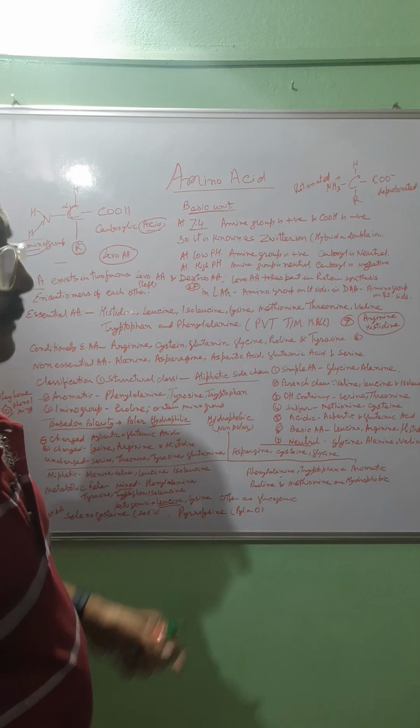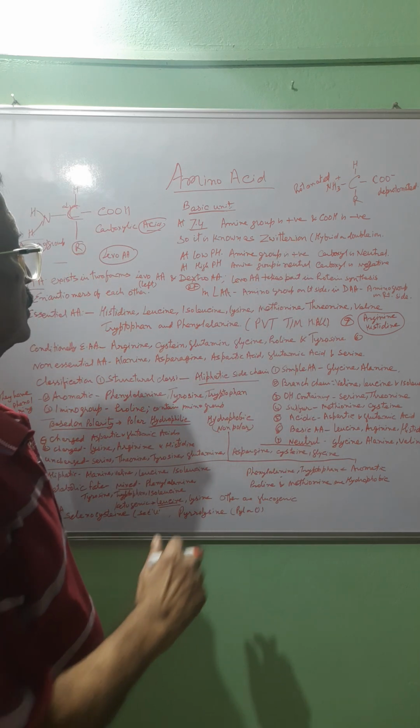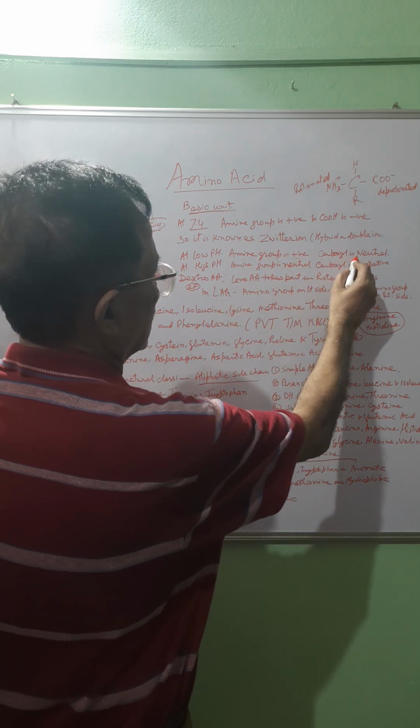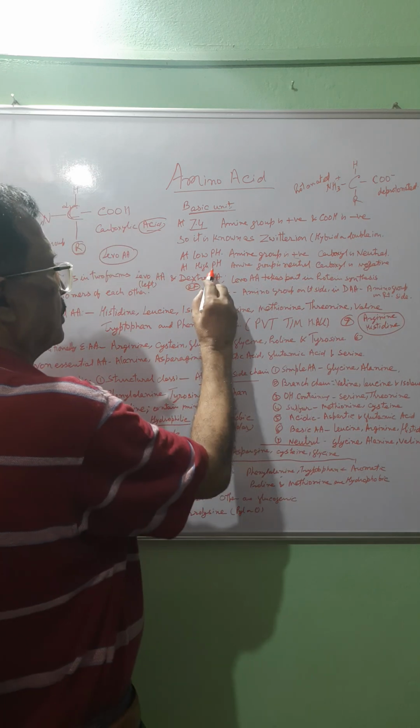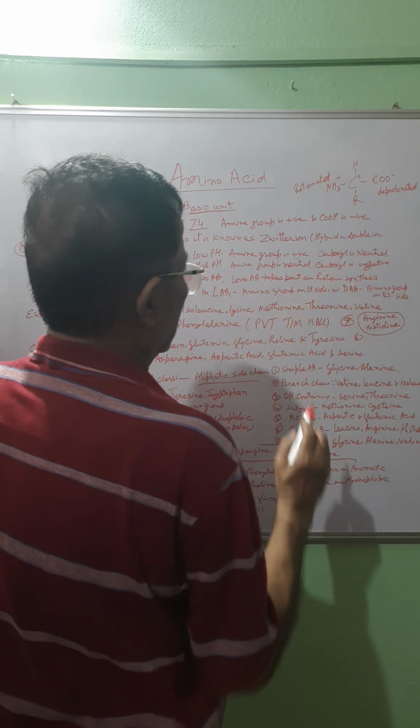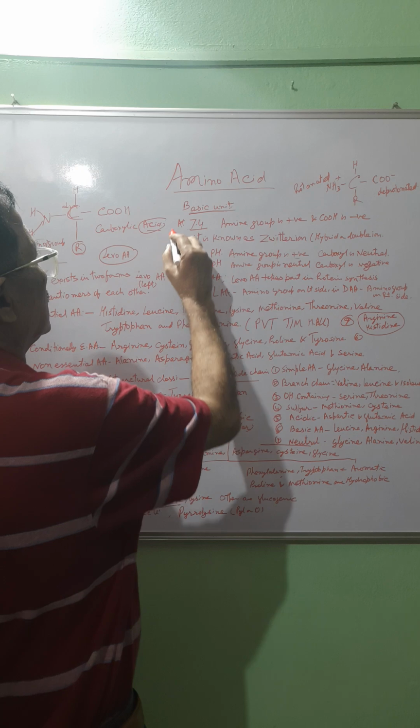At low pH, when pH is low, meaning acidic solution, the amino group becomes positive and the carboxylic group is neutral. At high pH, the amine group is neutral and the carboxylic group is negatively charged. This is about amino acid.